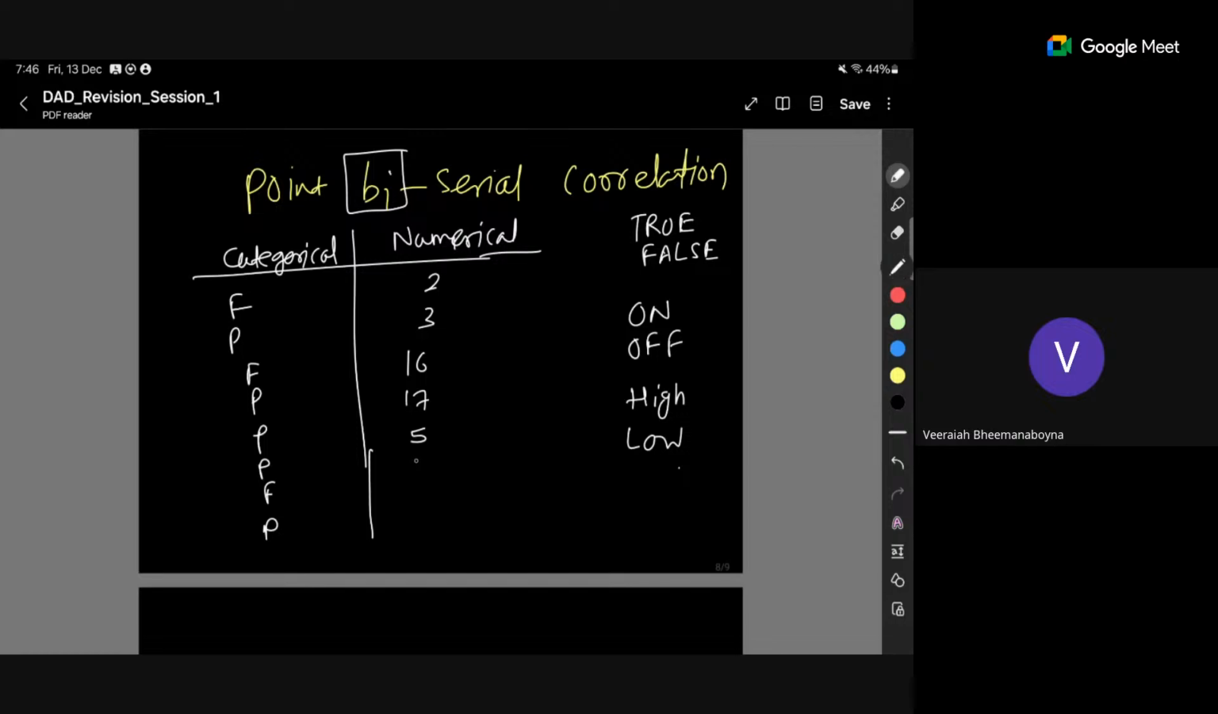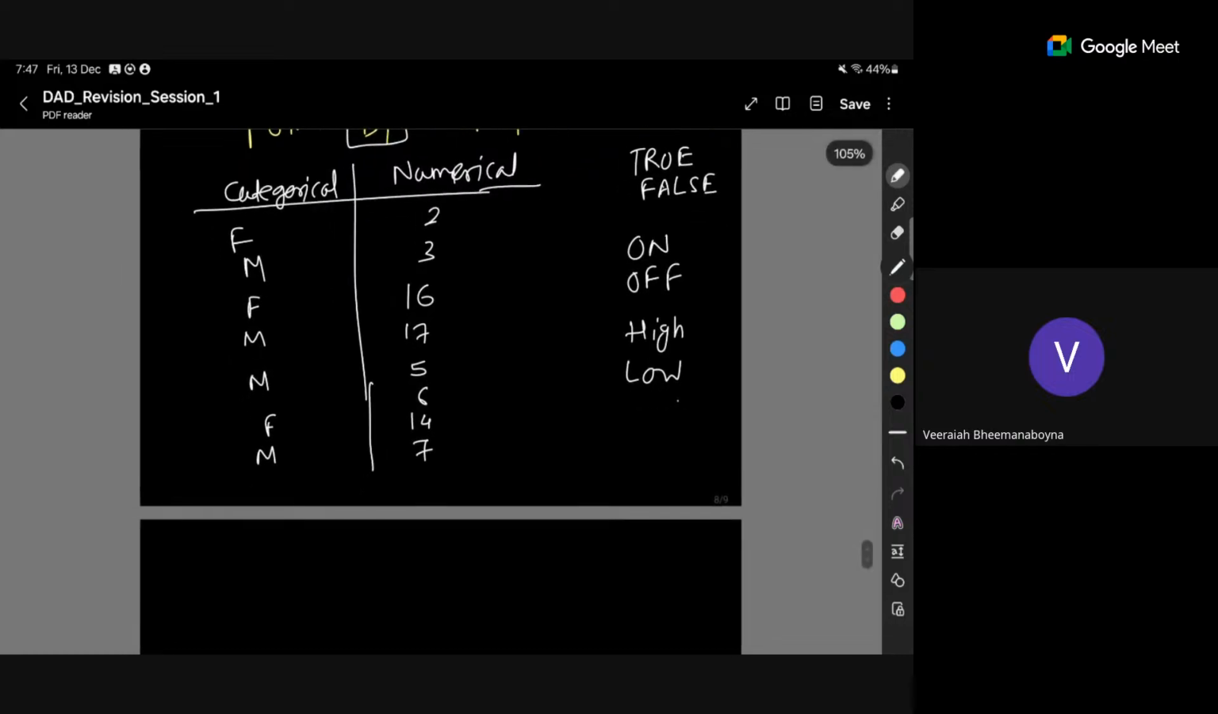5, 6, 14, 7. Okay, maybe better, rather than pass, let's say this is gender, just male and female. Let's just remove this and write male and male. So you can consider F as female and the rest is male, right?